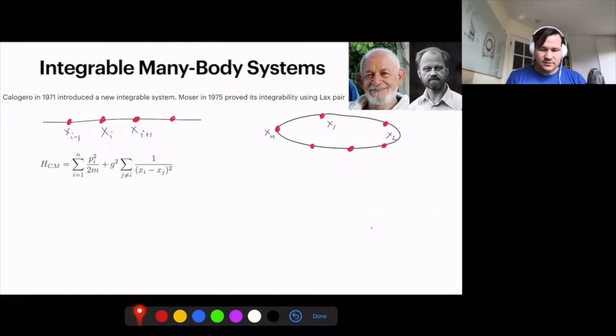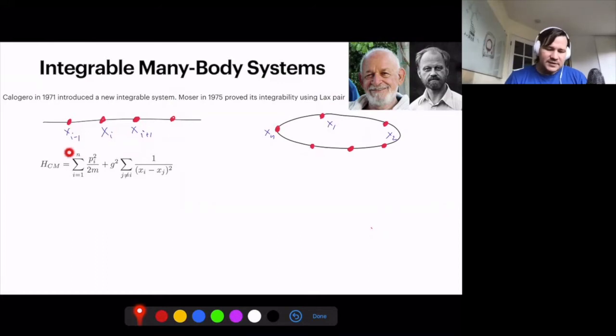So here's Francesco Calogero. In 1971, he introduced a new integrable system. It was new at the time. And Moser in 1975 proved that it's integrable using Lax pairs. Calogero didn't know it, and then Moser and then Sutherland also completed some proofs.